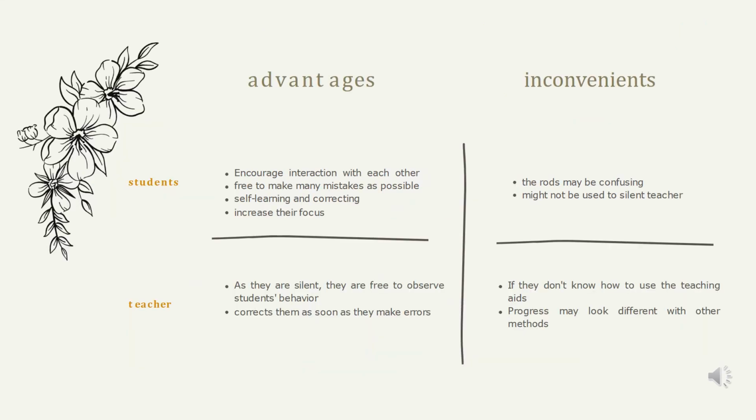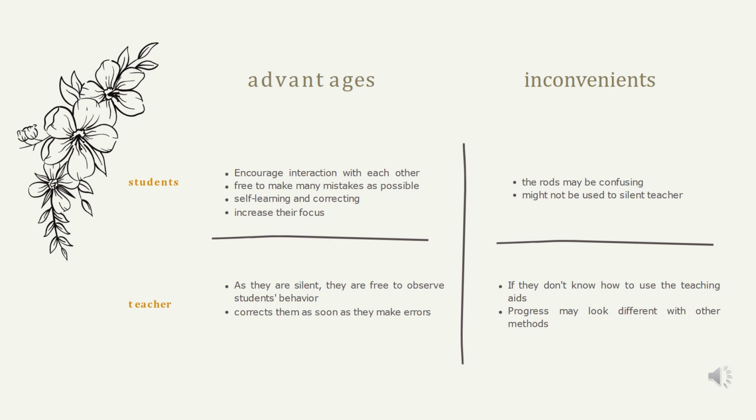Last but not least, let's look at the advantages and the inconveniences of using the silent way method. First, we are going to see the students. As advantages, it encourages interaction with each other. Then, they are free to make as many mistakes as possible, so the teacher would correct them directly. It also encourages self-learning and correcting. Next, it increases their focus. Although it has inconveniences, the rods may be confusing for them, and they might not be used to having a silent teacher.